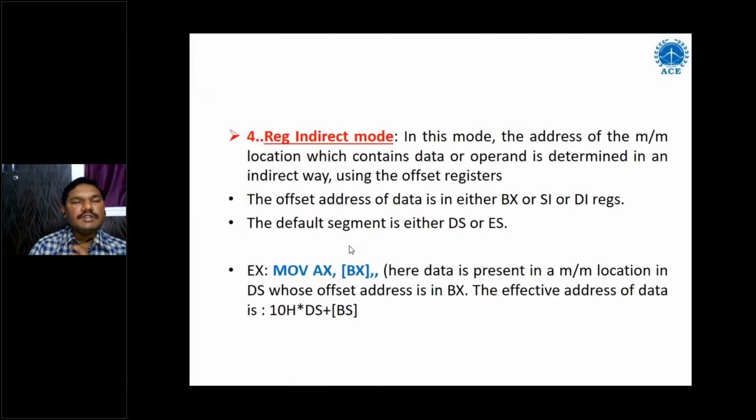Next, register indirect addressing mode. In this mode, instead of a value, we are representing the address using a register. That's why it is called register indirect addressing mode. For example, MOV AX, [BX]. So the source may be an indirectly specified register address.